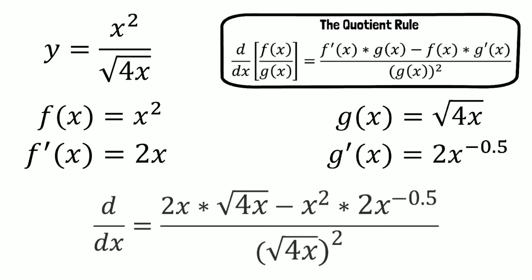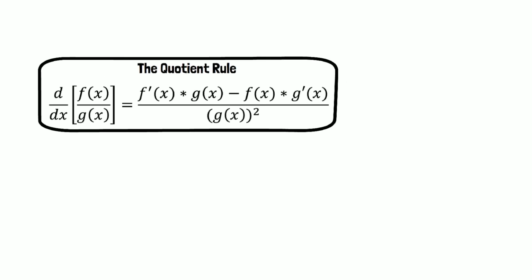This gives us 2x multiplied by the square root of 4x minus x squared multiplied by 2x raised to the power minus 0.5, which is then divided by the square root of 4x, squared. This is the final answer. We have one more example to go.